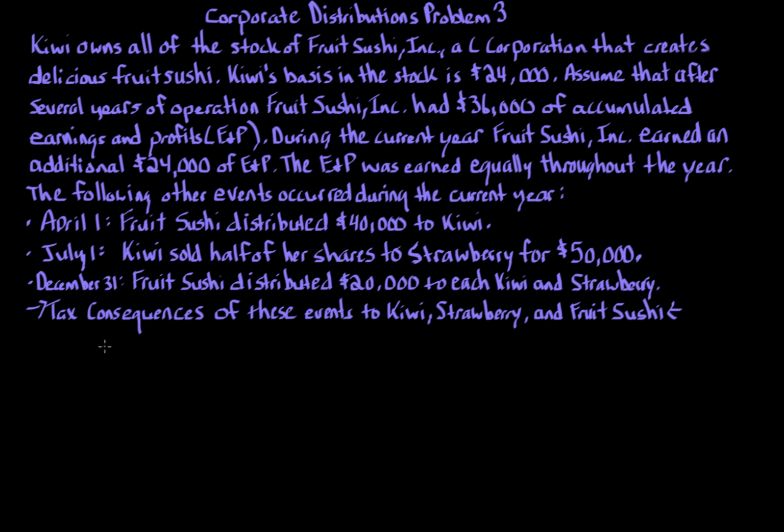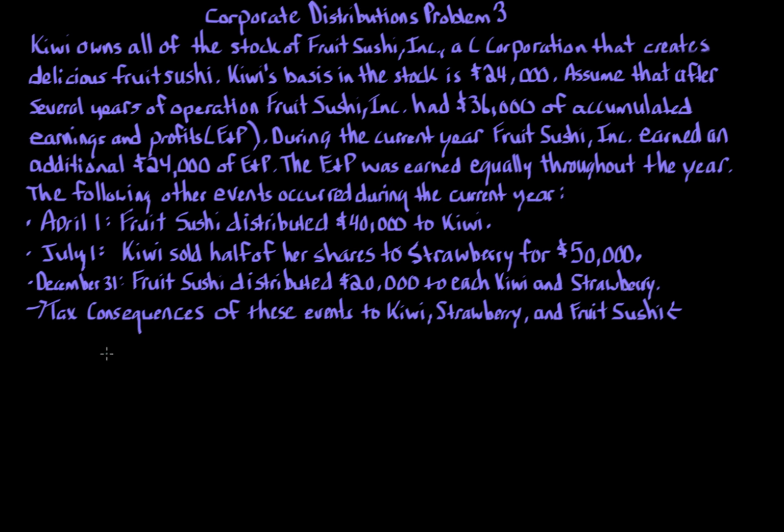On December 31st, Fruit Sushi distributed $20,000 to each of Kiwi and Strawberry, because now Strawberry on December 31st owns shares. That's why there's a distribution on December 31st versus April 1st. On April 1st there's no distribution to Strawberry because only Kiwi owns. So Strawberry gets no distribution on April 1st, but does get a distribution on December 31st because, again, the ownership didn't take place until July 1st. So we have to consider tax consequences to Kiwi, Strawberry, and Fruit Sushi.